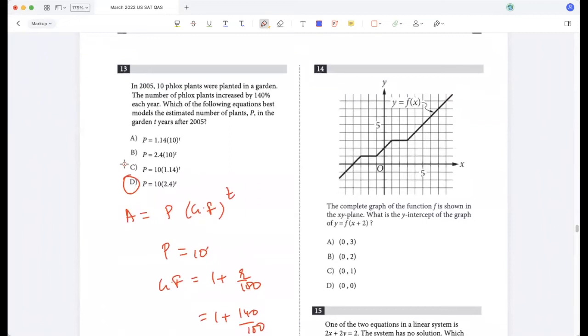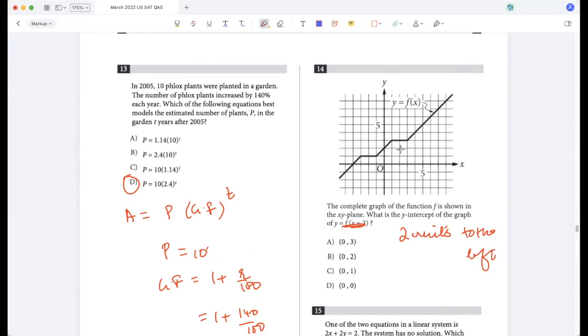The complete graph of the function is shown here. What is the y-intercept of the graph of y equals f of x plus 2? Okay, so f of x plus 2 would be the same graph shifted 2 units to the left, right? 2 units to the left.